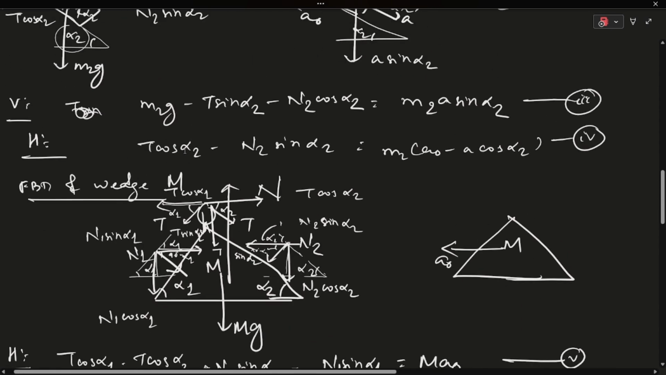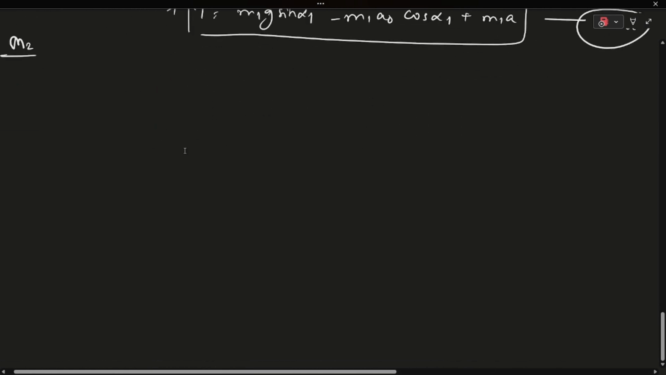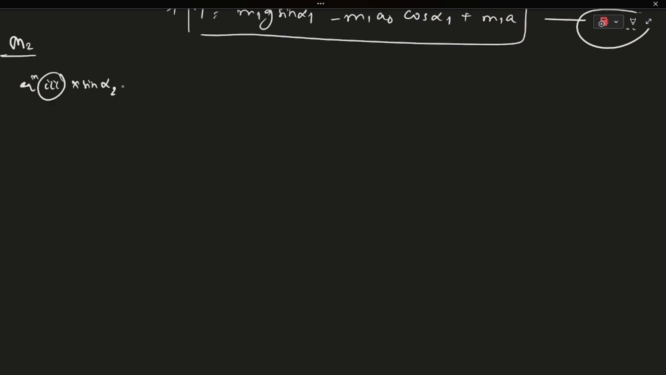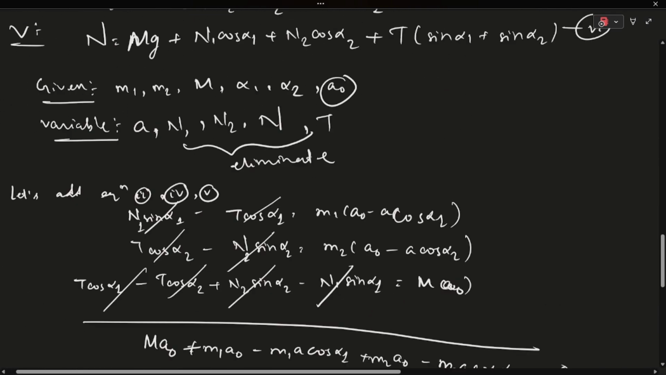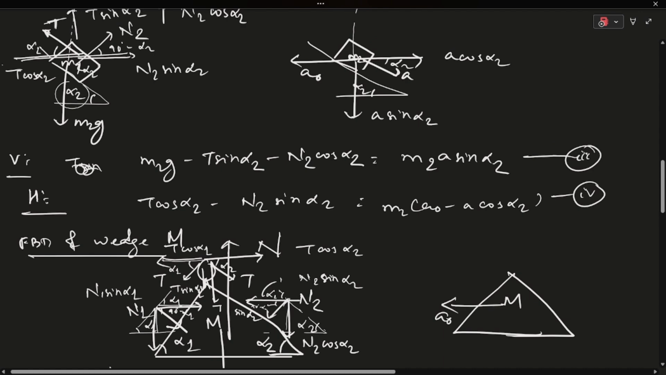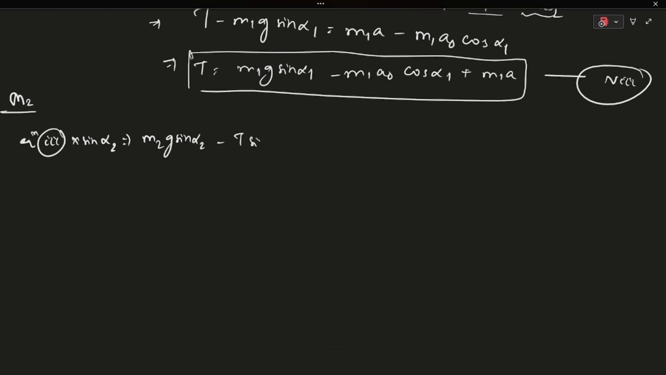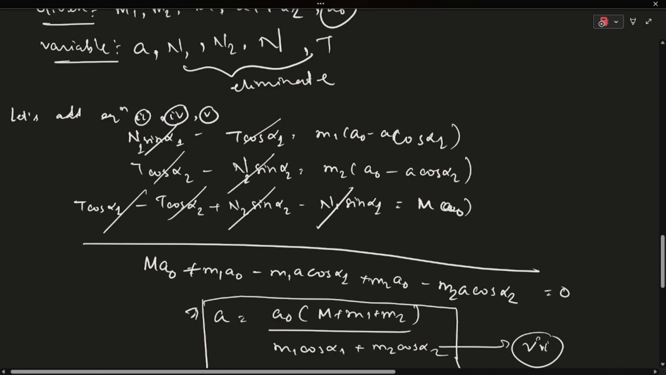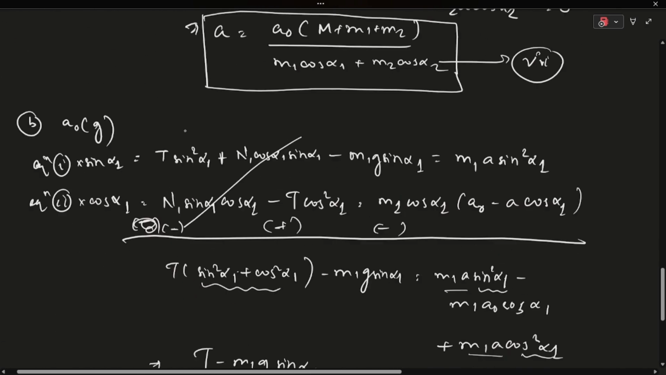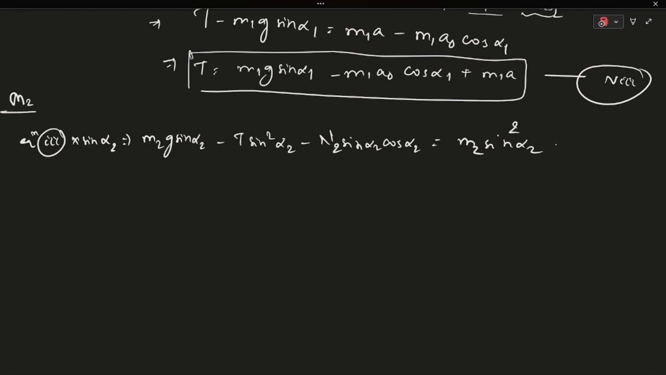So equation 3 into sin alpha 2. This becomes m2g sin alpha 2 minus T sin square alpha 2 minus n2 sin alpha 2 cos alpha 2 equals m2 sin square alpha 2 into a.